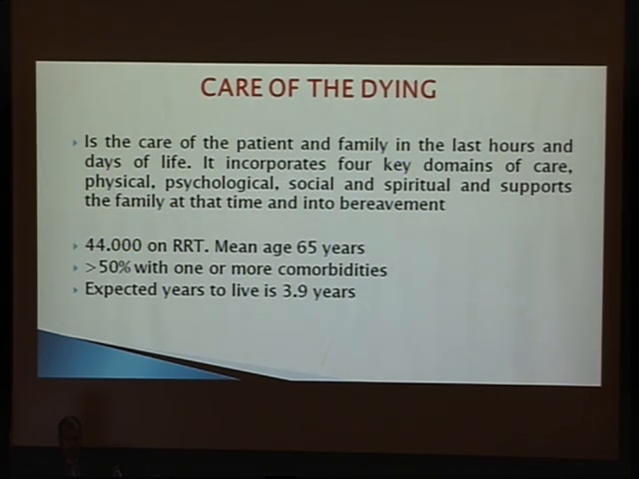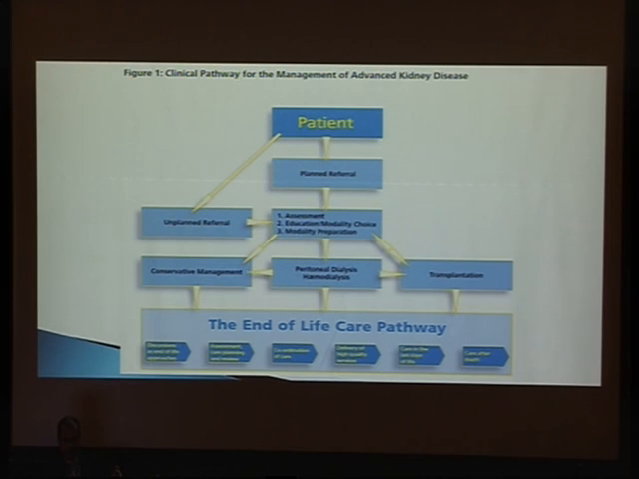As known, in the UK, there are more than 40,000 patients on renal replacement therapy, and the mean age of those patients is 65 years. More than half of those patients have more than one comorbidity. The expected years to live is 3.9 years. This puts the community to add the end-of-life care pathway at the end of the management.